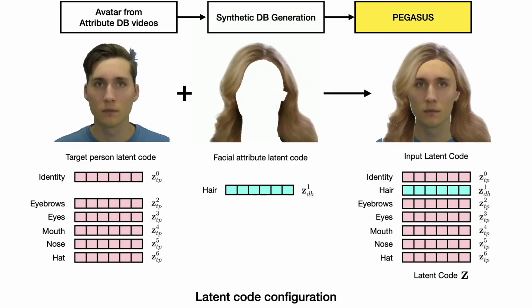We introduce a method of training PEGASUS using the synthetic DB. We demonstrate through this example how the latent code, which is one of the main inputs of PEGASUS, is configured. The input latent code is designed to include everything except the target person's hair latent code. Also, the input latent code includes the hair latent code from the generated synthetic DB. As shown in the right image, we configure the latent code in the approach that PEGASUS is encouraged to learn only the changes in hair compared to the original target person.